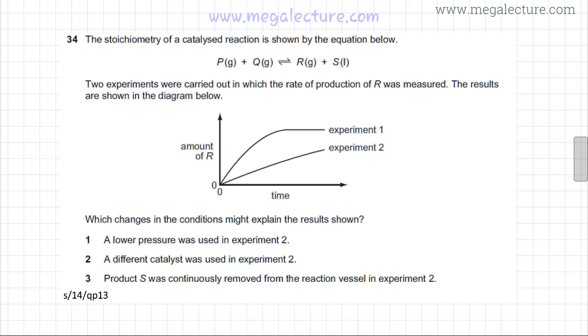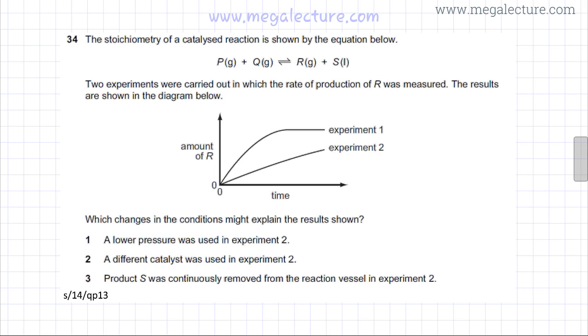The question states that two experiments were carried out in which the rate of production of R was measured. The results are shown in the diagram below. So this is the amount of R that is being produced. In the first experiment, R is being produced, and eventually the amount of R becomes constant.